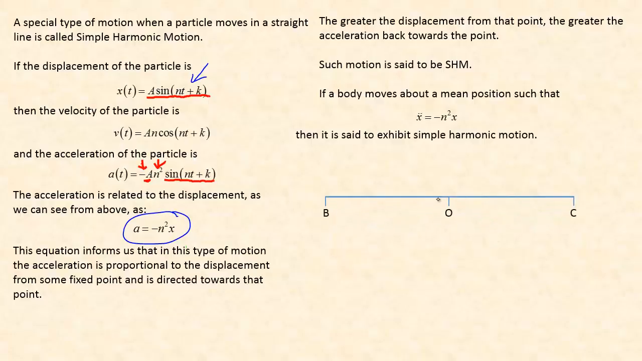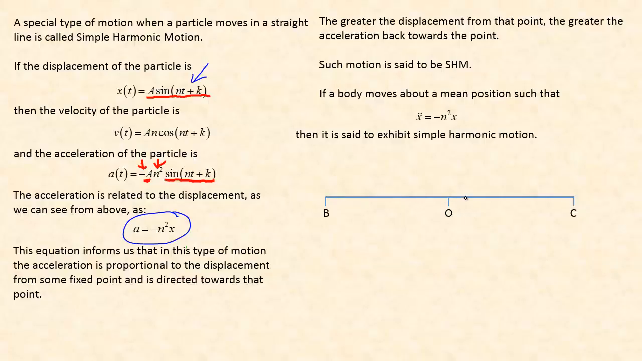So what does it look like? Basically it goes backwards and forwards on a line. So it just oscillates backwards and forwards between these two endpoints. It will be going fastest at the middle, and at the middle the acceleration clearly would be 0.